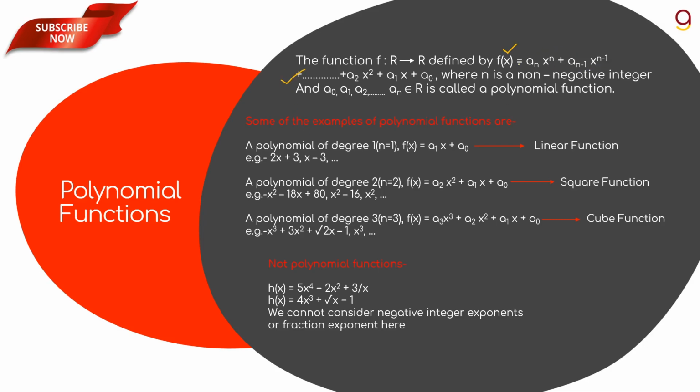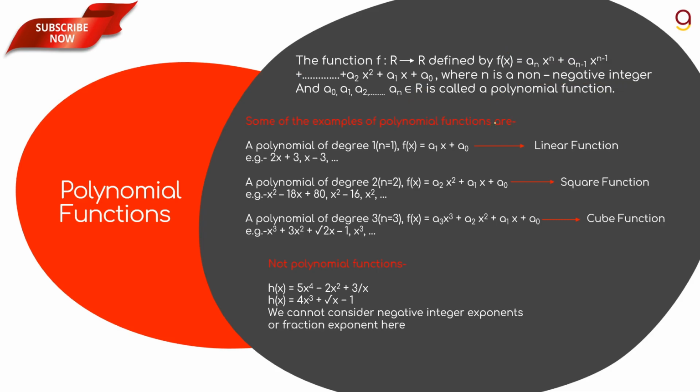Now what do we understand by this? a_n x to the power n plus a_(n-1) x to the power n minus 1 up to a_0, where n is a non-negative integer. Here this n is a non-negative integer. Fine. And all these coefficients of x, a_n, a_(n-1), all belong to the set of real numbers. This type of function is called a polynomial function.